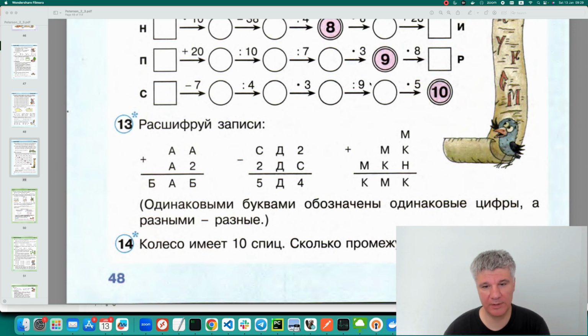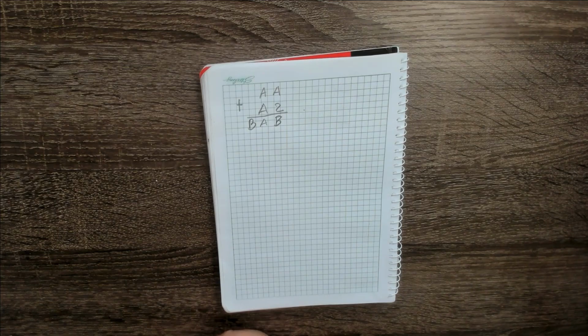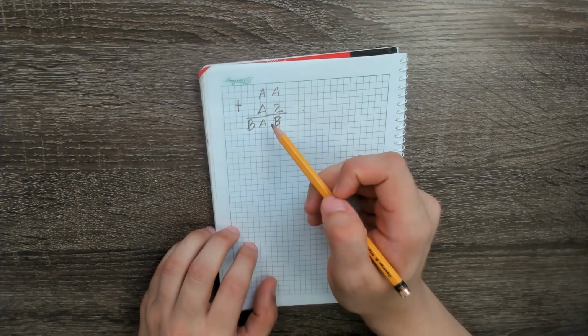Hello, in this video I would like to solve a couple of math problems. This is a textbook which we follow with my son. It's a grade 2 textbook, and I would like to solve problem 13 from this textbook. Okay, let's start. Here is the first problem.